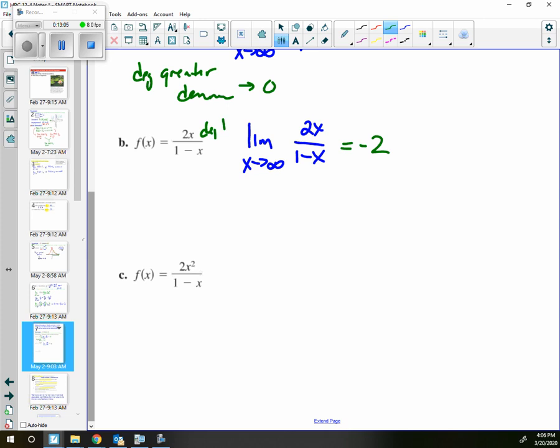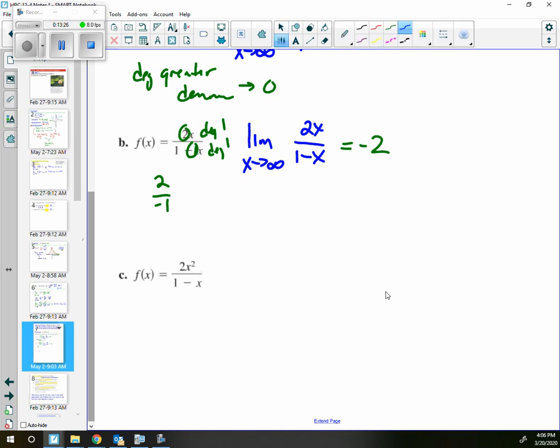Well, the degree in the top is 1. Oops, the degree in the bottom also 1. So it should go to the coefficients of those highest degree terms. That's 2 on the top. Careful, that's -1 on the bottom. So 2 over -1, there's your -2. So looking for that relationship, the same thing we did with horizontal asymptotes, really handy.